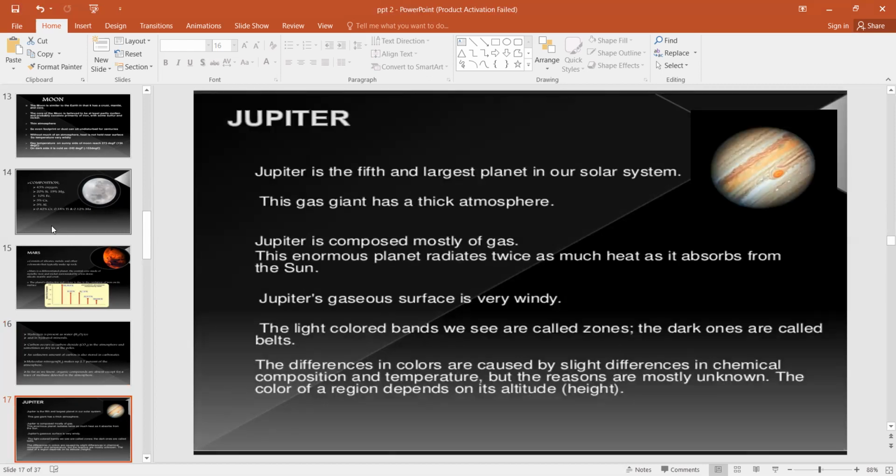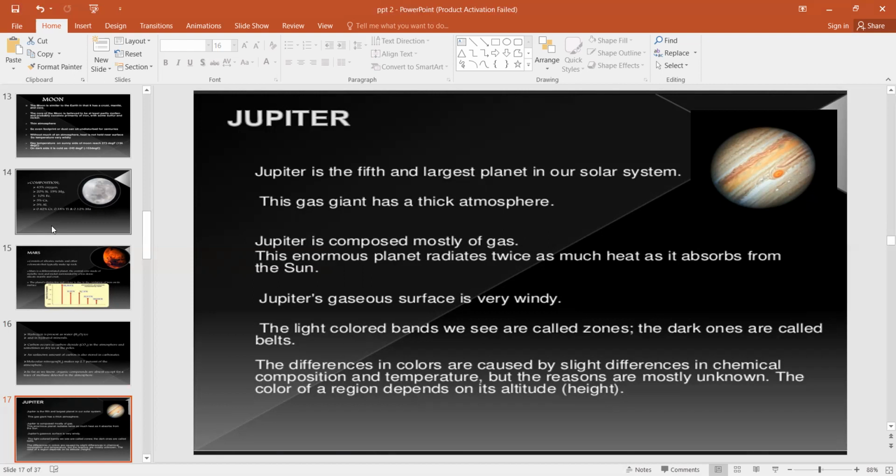So now comes Jupiter. Jupiter is the fifth and largest planet in our solar system. This gas giant has a thick atmosphere. Jupiter is mainly composed of different gases. This is a very large planet which radiates twice as much heat as it absorbs from the Sun. Jupiter's gaseous surface is very windy.